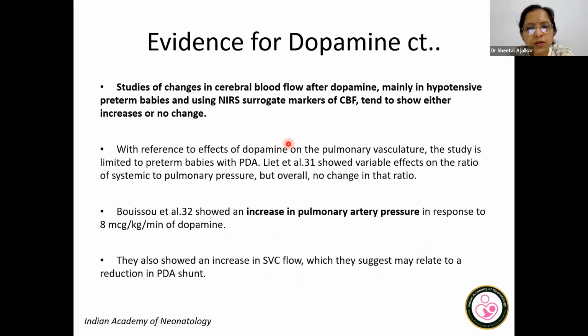So overall, for the cerebral blood flow, it has been shown that either it increases the blood flow or it has no change. So it can definitely be useful. This is one thing which can be useful for dopamine.